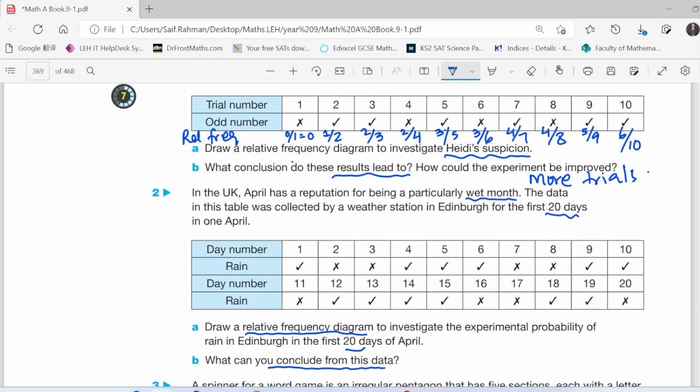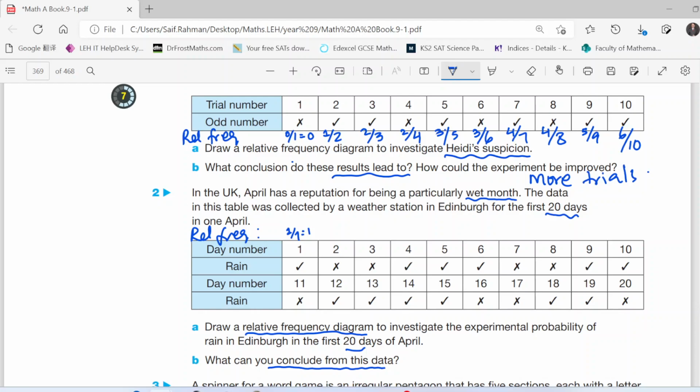So what we can do here is count how many times it did rain out of these 20. For each day, like for the first one, it is 1 out of 1. In the relative frequency table, for the first one, the result is 1. And for the second one, the success rate is it did not rain.